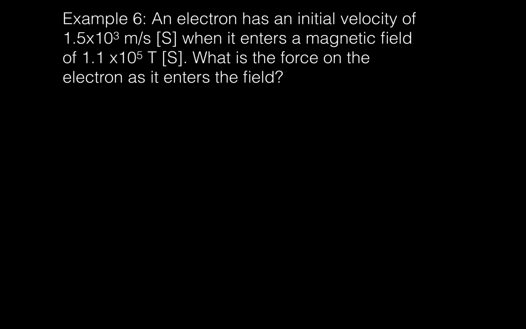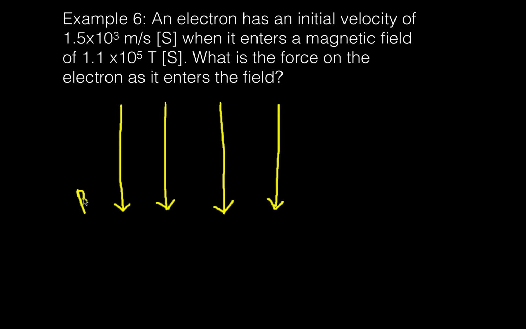Example 6. An electron has an initial velocity of 1.5 times 10 to the 3 meters per second to the south when it enters a magnetic field of 1.1 times 10 to the 5 teslas to the south. What is the force on the electron as it enters the field? Let's start off by drawing a picture of what's going on. The magnetic field is directed to the south, and when the electron enters the magnetic field, it enters with an initial velocity that is also traveling to the south.